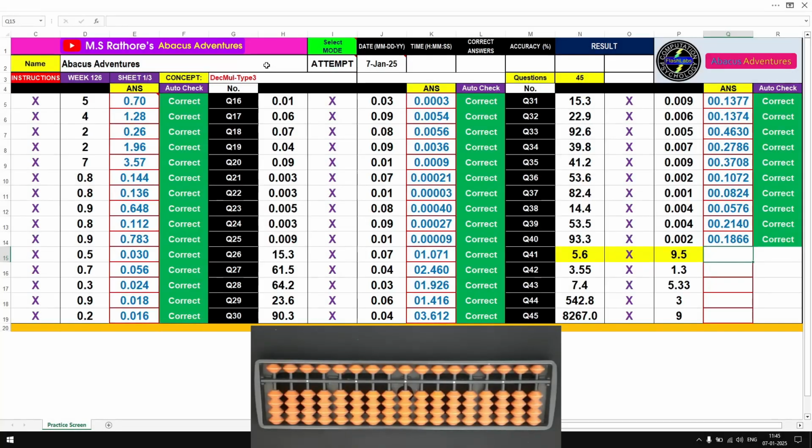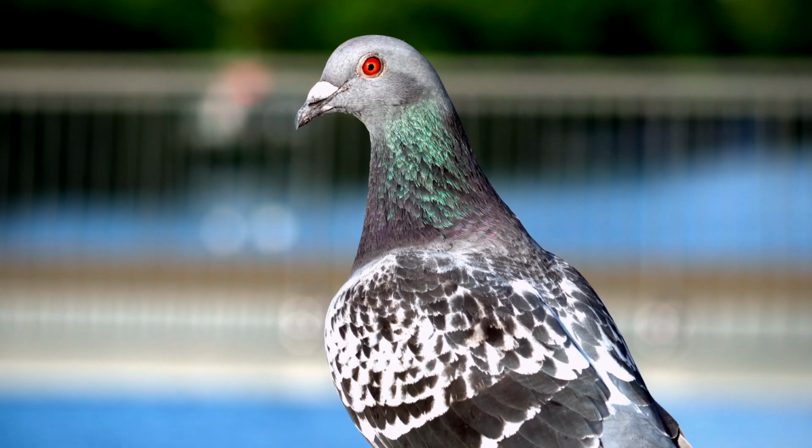So students, question number 41 to question number 45, they contain mixed decimal multiplication types. So I want you to solve these 5 questions on your own. Can you solve them on your own?